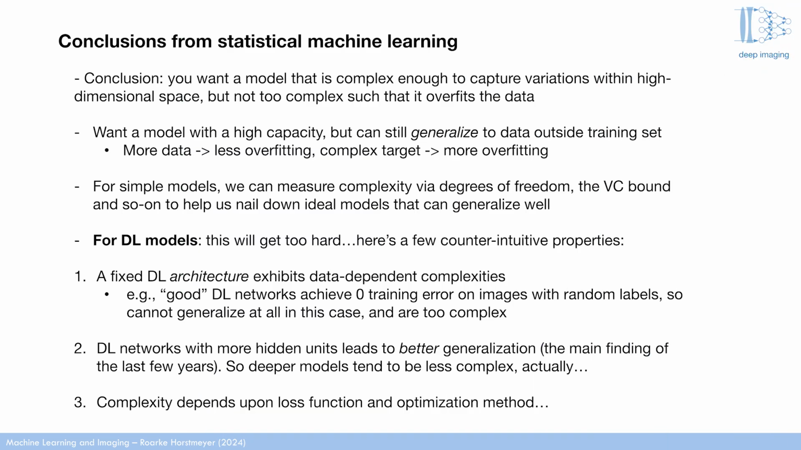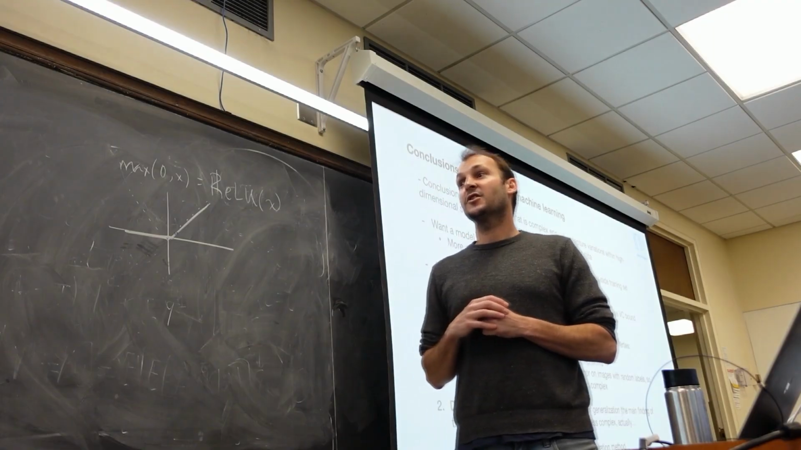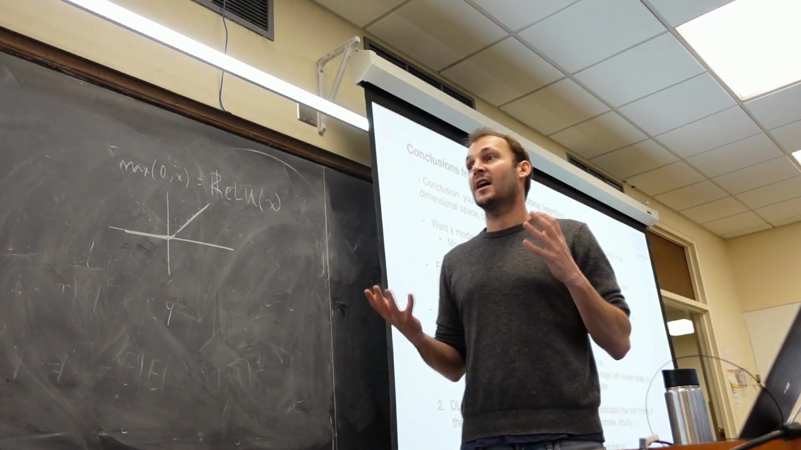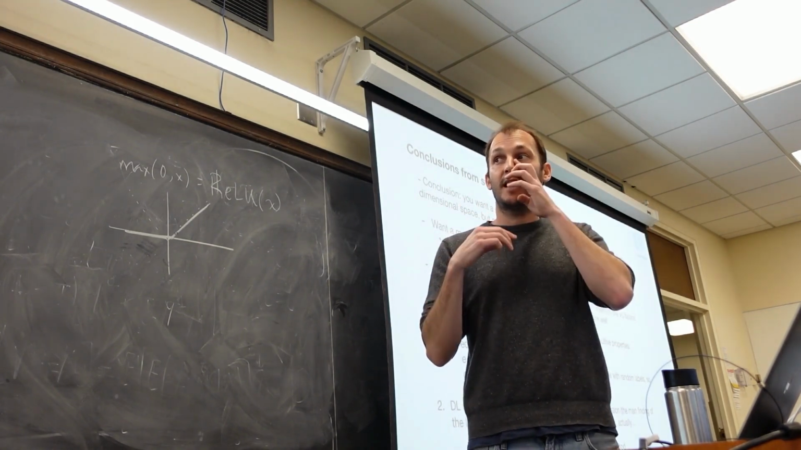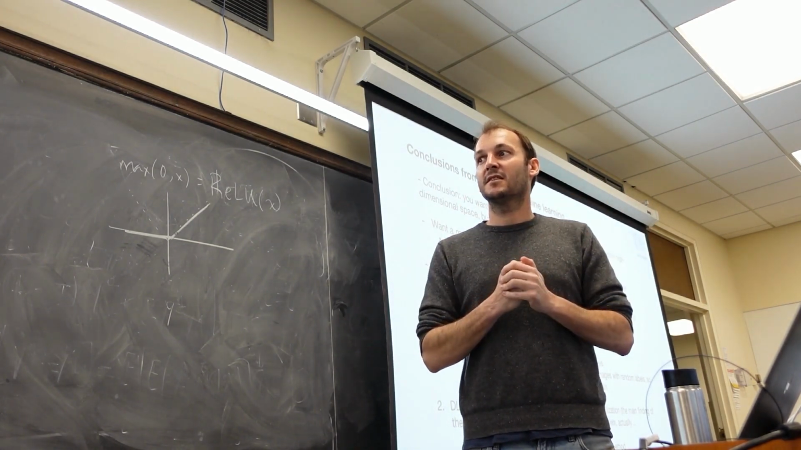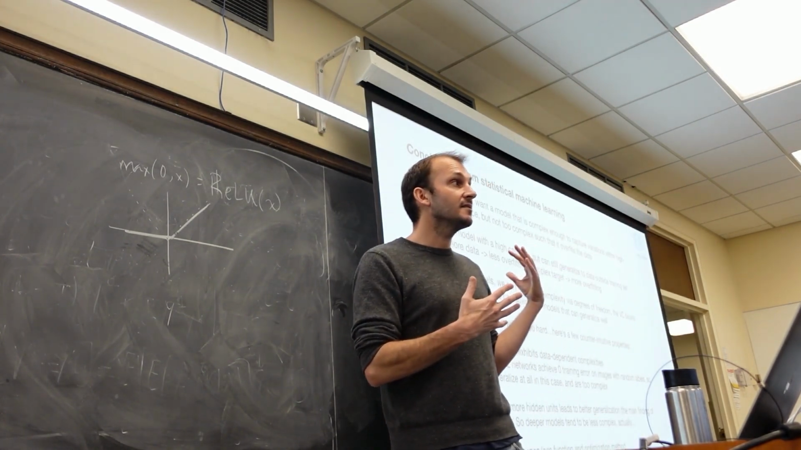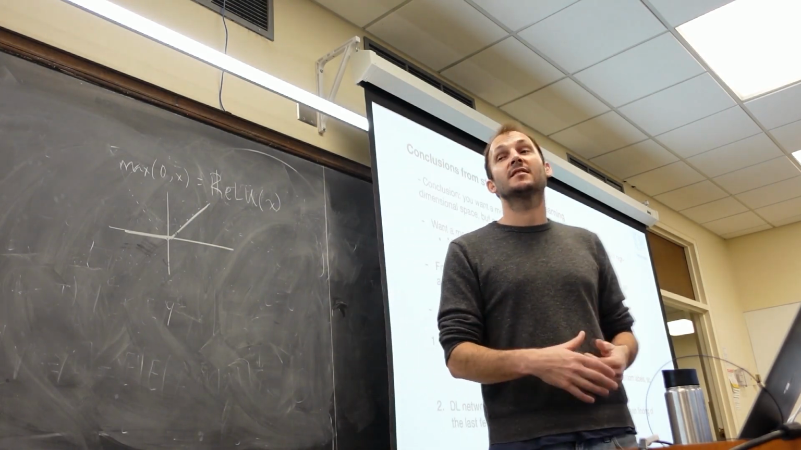But for deep learning models, a lot of this theoretical stuff not only gets swept away and is intractable, but also leads to questions that are still not resolved from a theoretical perspective. So here are a few counterintuitive properties that deep learning models have effectively unearthed that go against a lot of the conventional wisdom in statistical machine learning.